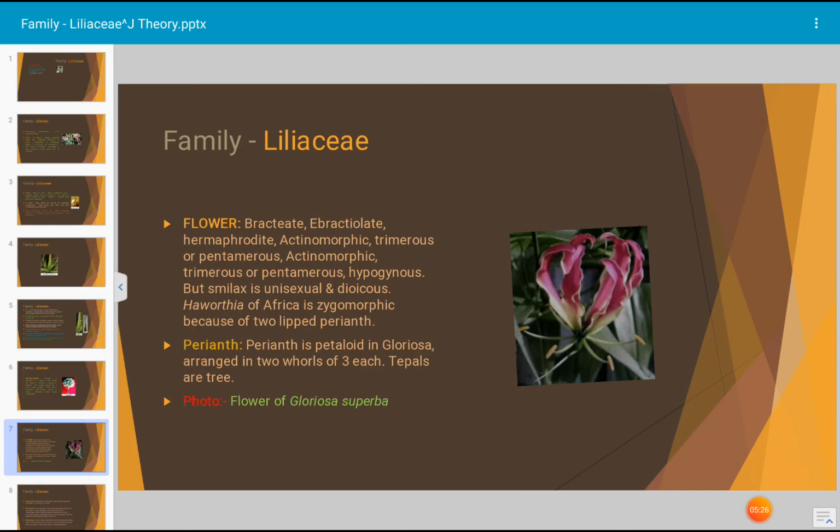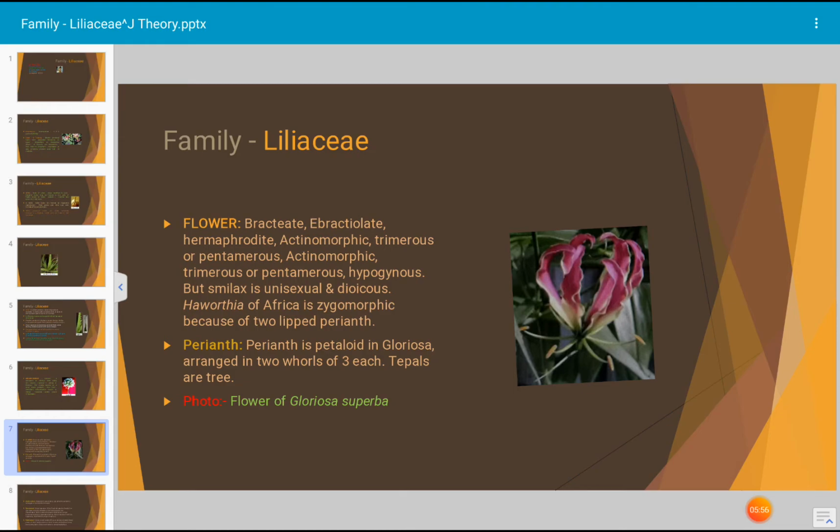This is the flower of family Liliaceae. The flowers are bracteate. When a small bract-like or leaf-like structure occurs at the base of the flower, that is known as a bract. When the bract is present at the base of the flower, that flower is described as bracteate. In most plants of family Liliaceae, bract is absent, hence the flower is described as ebracteate or ebracteolate. The flower is hermaphrodite, that means bisexual.